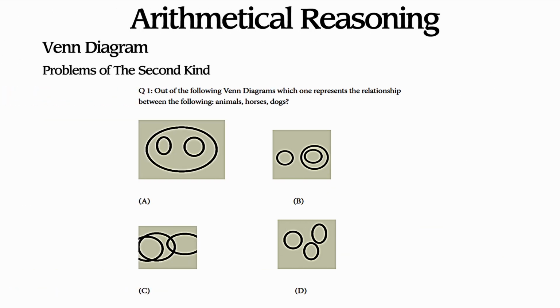Next, problems of the second kind. In these types of questions, the Venn diagrams are given in the options. The question will contain analogous words and you will be asked to represent these in the form of a Venn diagram. Let us consider the following example. Out of the following Venn diagrams, which one represents the relationship between the following animals: horses, dogs? Here we have 4 diagrams in the options. Let us find the answer.